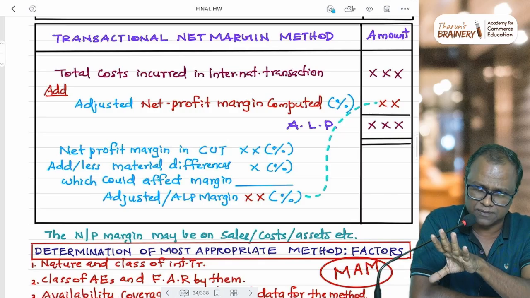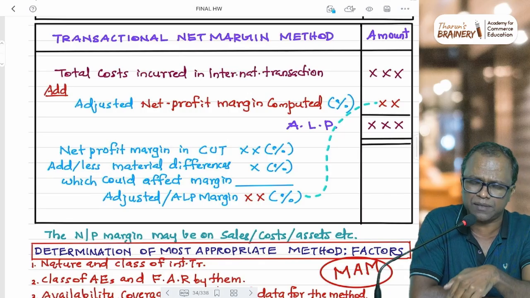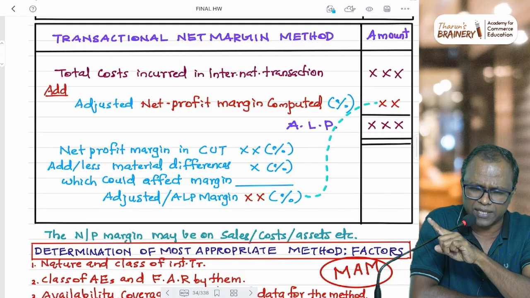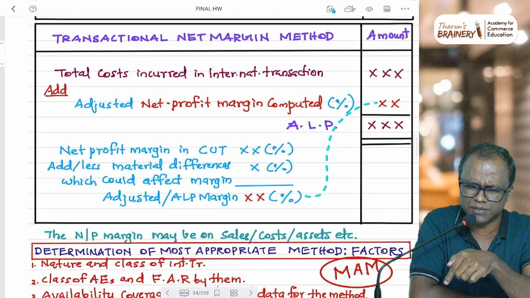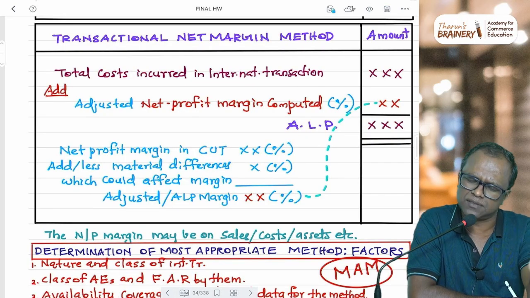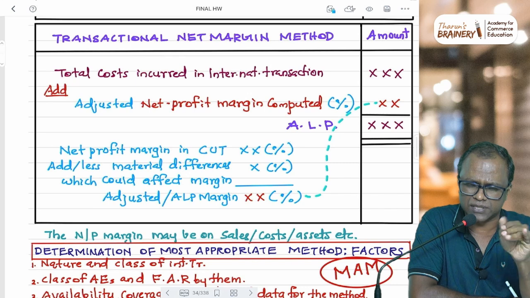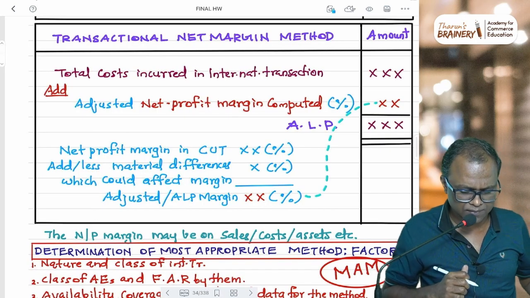Then find out the margin. If you take the margin as a percentage of cost, here also it should be added as a percentage of cost. If you find the margin as a percent of sales, here it should also be added as a profit margin as a percent of sales. If the question says consider net profit margin on sales, then you should consider sales only. If the question says net profit margin as a percentage of cost, then we should take cost only. If the question is silent, we can take any margin, either cost or sales.